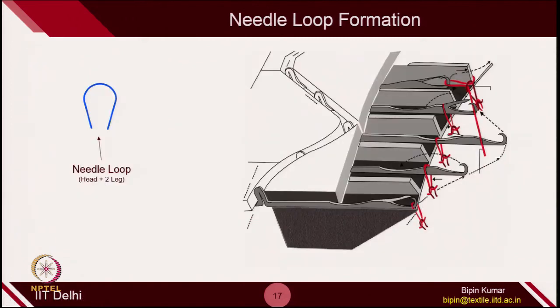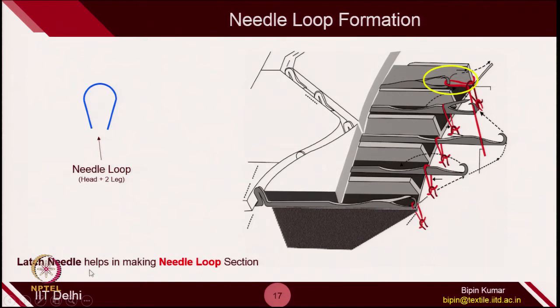So, let us see how we make the needle loop, and why we call this particular segment of loop a needle loop. You can see here in this machine, if you carefully observe, the needle, especially at this location, is making the head part and two leg parts during the downward movement. Now you would be able to appreciate why this is called needle loop, because the needle is actually pulling the yarn towards the bed, and because of this, two legs and one head are created.